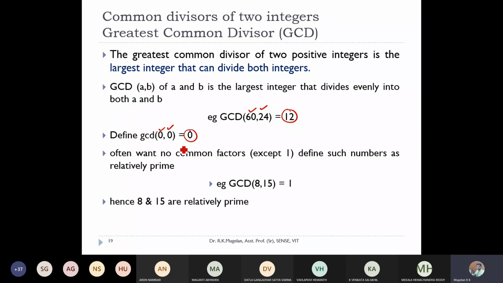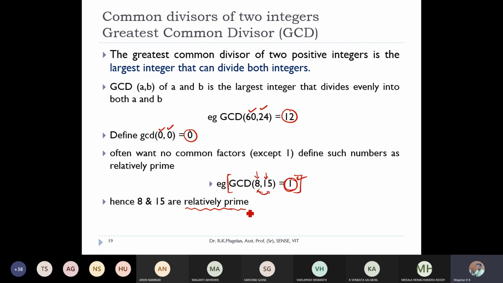Suppose we take the GCD of two positive integers, and suppose it comes to 1. Then I can call these two integers relatively prime to each other. You can't say, sir, 8 is not a prime number, 15 is not a prime number. But if you take the greatest common divisor between these two, you end up with the GCD being 1. So whenever I get this condition, I can call these two integers relatively prime to each other.